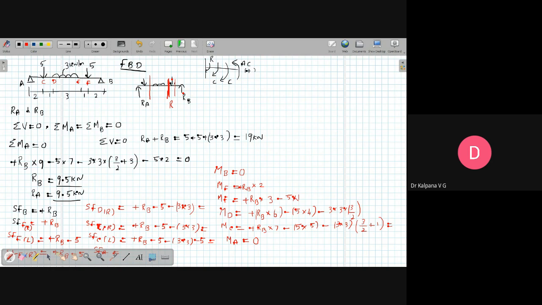Yes, can I draw the shear force and bending moment diagram? So if the values are calculated, then we'll incorporate those values. If not, I can directly give the outline. So let's see.